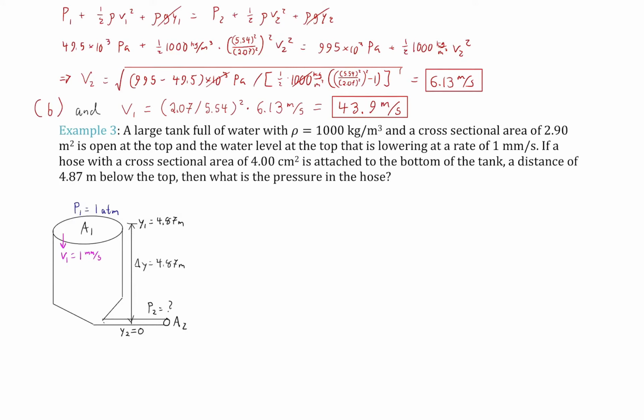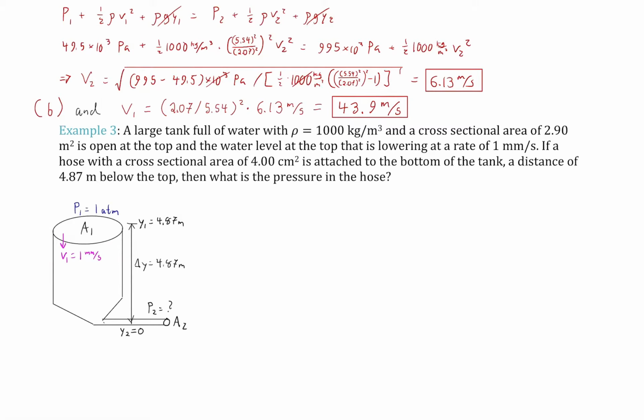So here we have a large tank full of water with a density of 1,000 kilograms per cubic meter, right, standard water, and a cross-sectional area of 2.9 square meters, so that's the top. So we're not going to use Torricelli's theorem here. We're going to acknowledge that A1 is actually moving, or there is a velocity of the tank. It's slow, but there definitely is a velocity, okay? And so then that water level is lowering at a rate of 1 millimeter per second. That's this velocity. We'll call that V1.